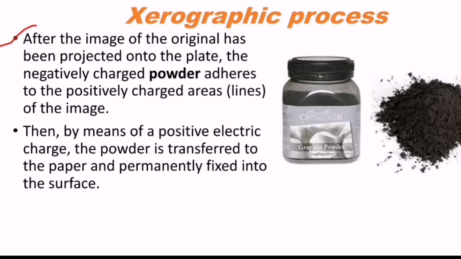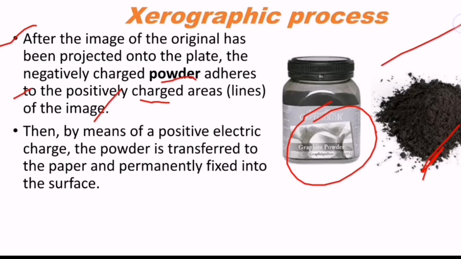After the image of the original has been projected onto the plate, the negatively charged powder adheres to the positively charged areas of the image. This is the graphite powder, spread on the selenium drum. Then by means of a positive electric charge, the powder is transferred to the paper and permanently fixed onto the surface. Because of the positive electric charge, the powder will connect to the lines.